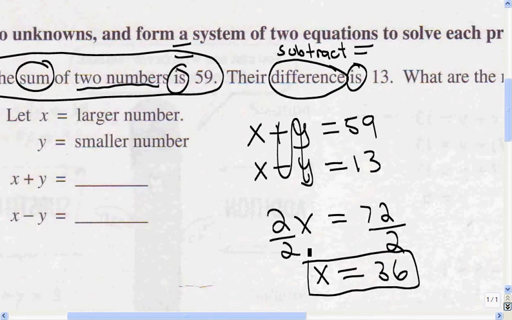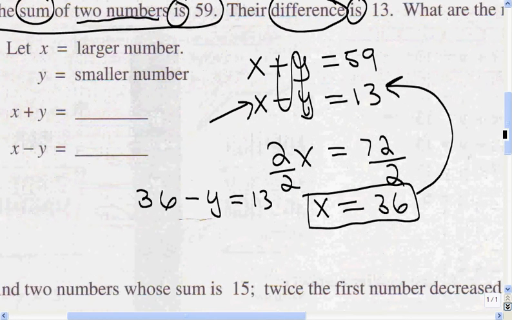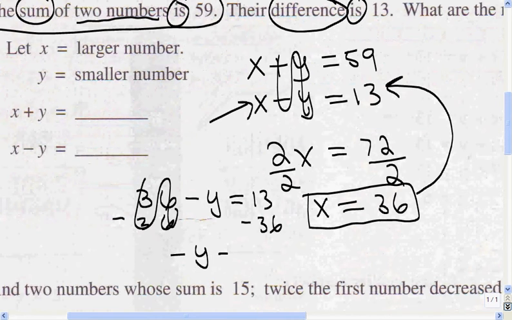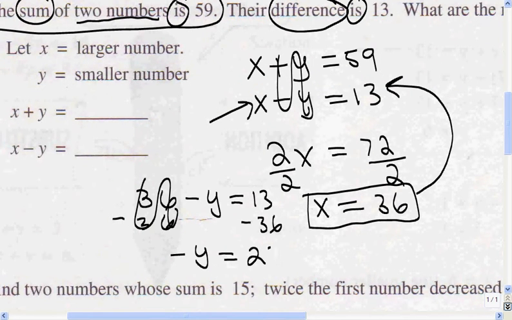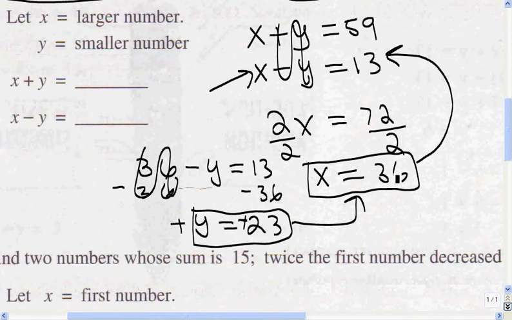Now that I know what x equals, I can plug it into either of my two equations and solve for y. Since x equals 36, I'm going to plug it into this equation down here. x minus y equals 13. So I'm going to subtract 36 from both sides so I can isolate my variable, which is y. And I get minus y equals negative 23. And since I have a negative on both sides, they both turn positive. So y equals positive 23 and x equals 36. The two numbers are 36 and 23.